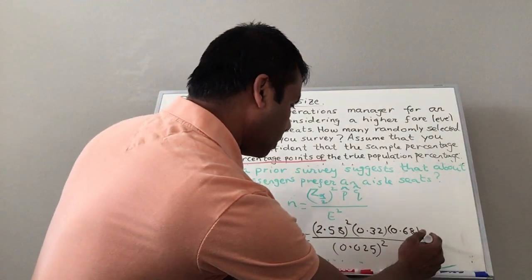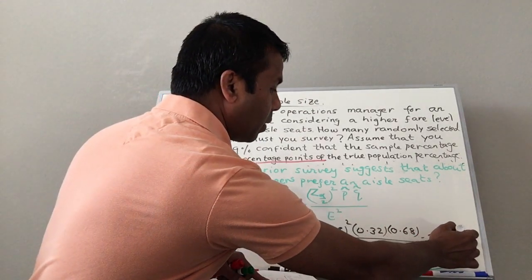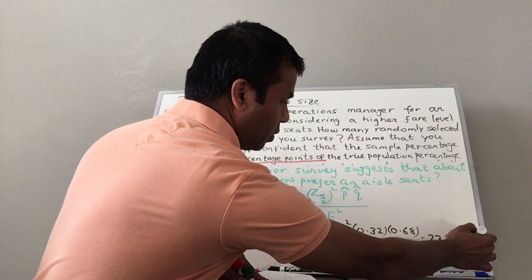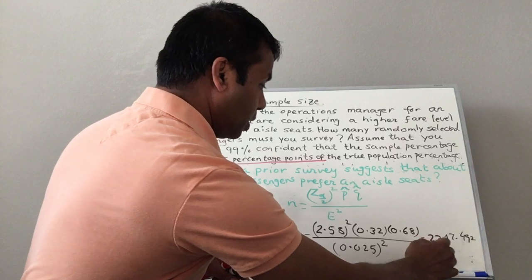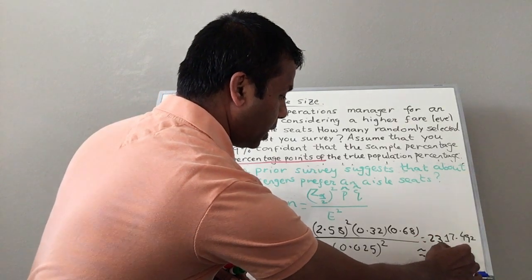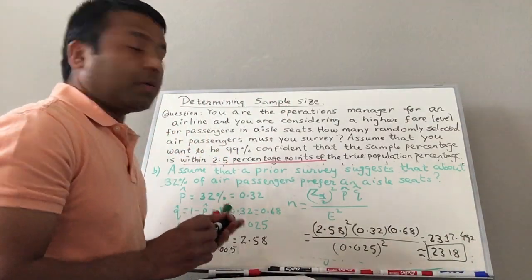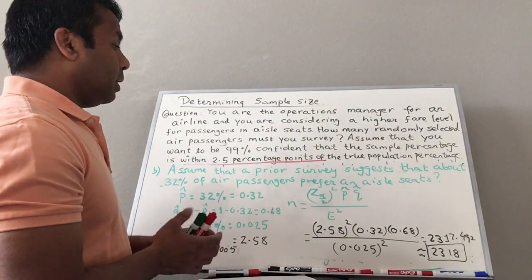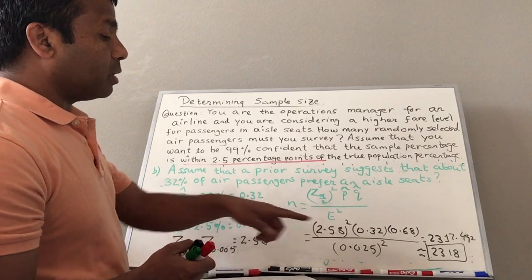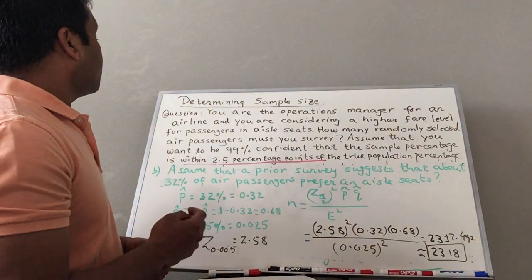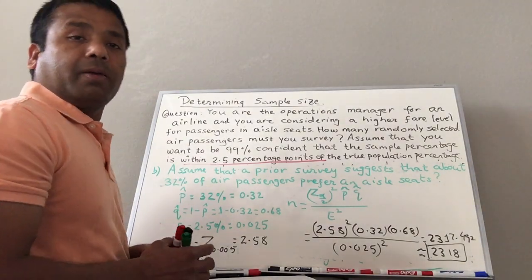this will give something like 2317.4922, something like that. And if you round up to the nearest integer, it will give me 2318. Okay, so if we know this p hat, then we will select 2318 passengers in our survey. Okay, thank you guys.